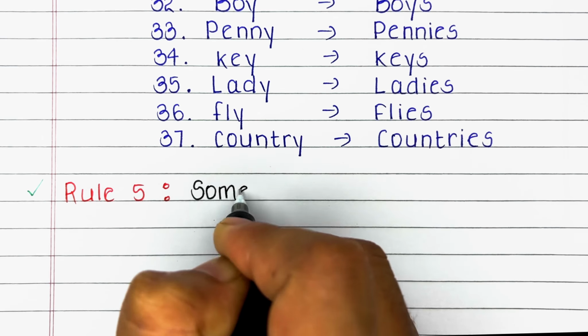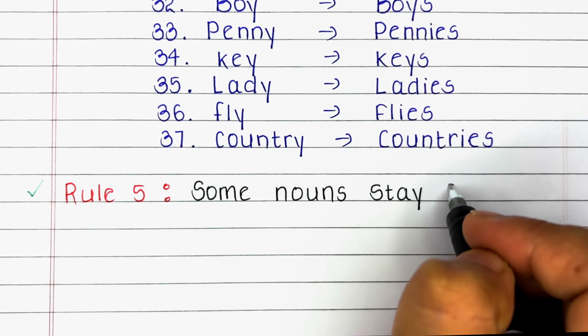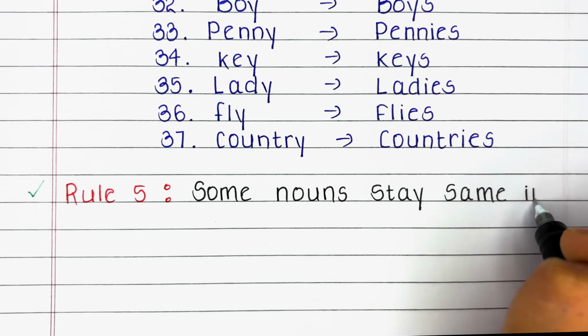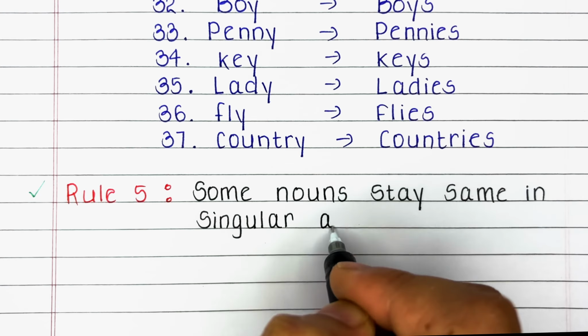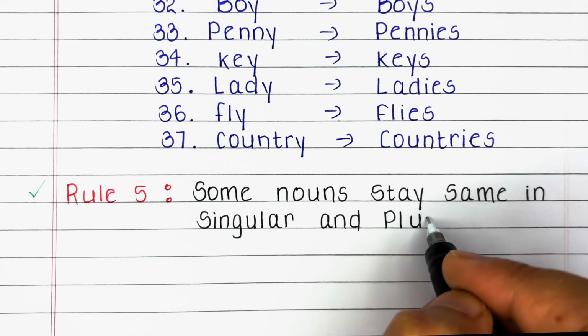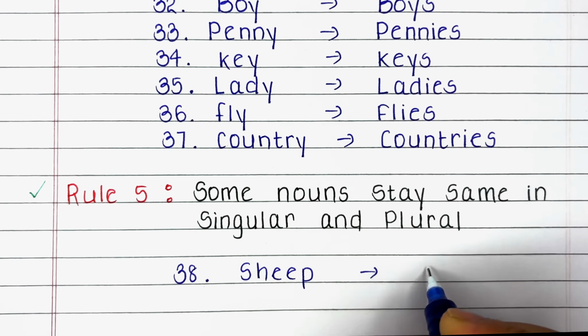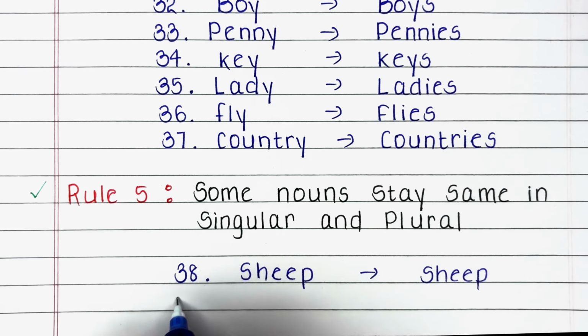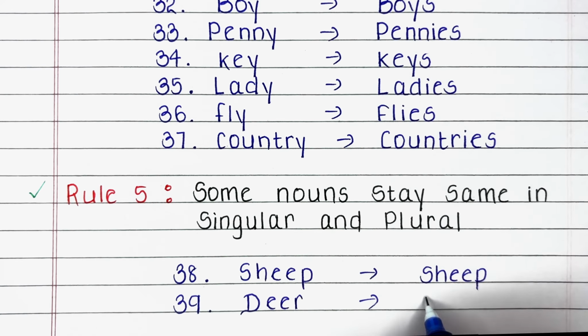Next is rule number 5. Some nouns do not change at all. That means the singular and plural are exactly the same word. Let's understand this rule with the help of examples. First word is sheep. The plural of sheep is sheep. Next word is deer. The plural of deer is deer.